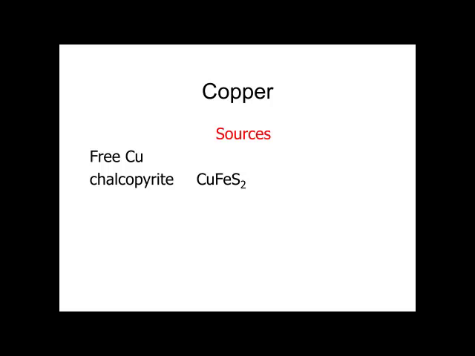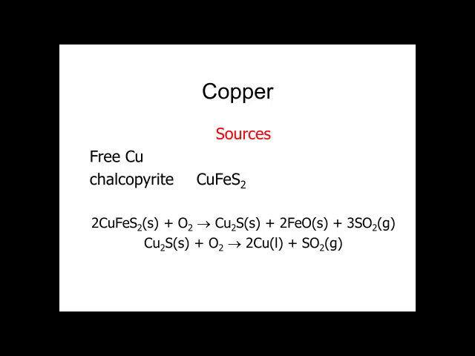Copper. The source of copper is free copper, found in copper mines, or chalcopyrite, which is copper, iron, and sulfur. The reaction of chalcopyrite with oxygen makes copper sulfide. Copper sulfide is then reacted with oxygen to free up the copper.